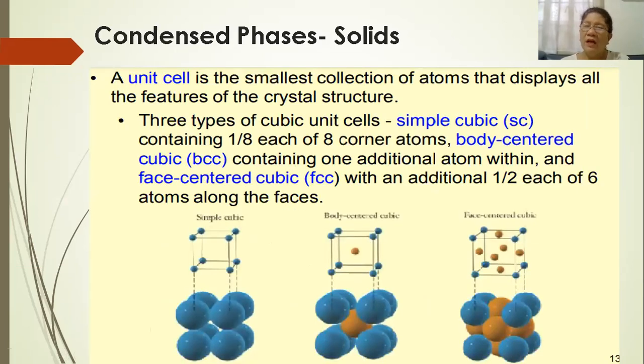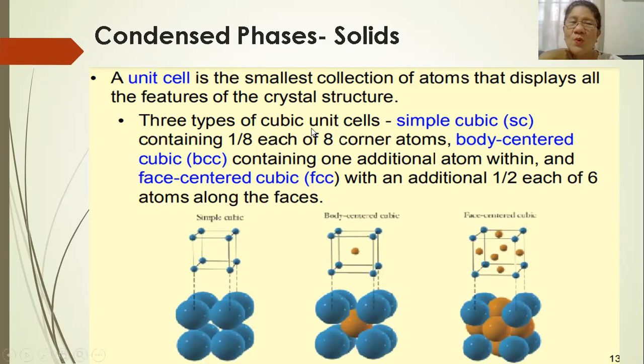Okay, so let us look into the different structures of the crystal. But before that, let us define what is a unit cell. A unit cell is the smallest collection of atoms that display all the features of the crystal structure. So that is the unit cell. The smallest group of atoms that will display the structure of the crystal is known as the unit cell. There are three crystal structures that display this unit cell.